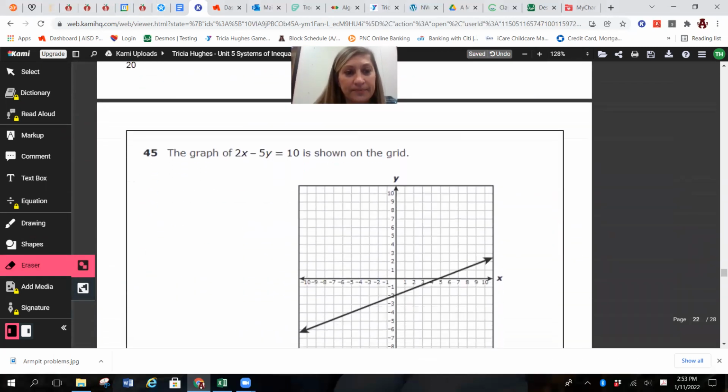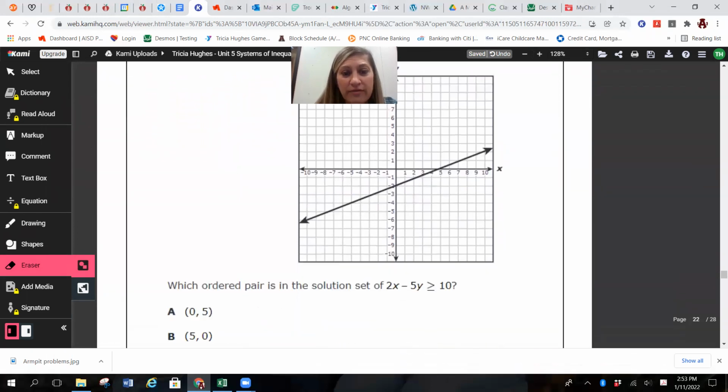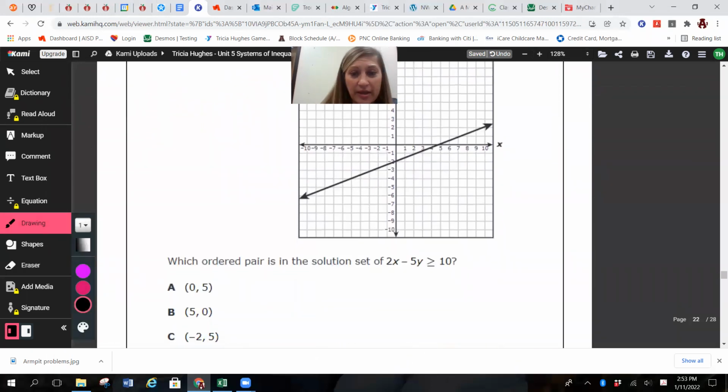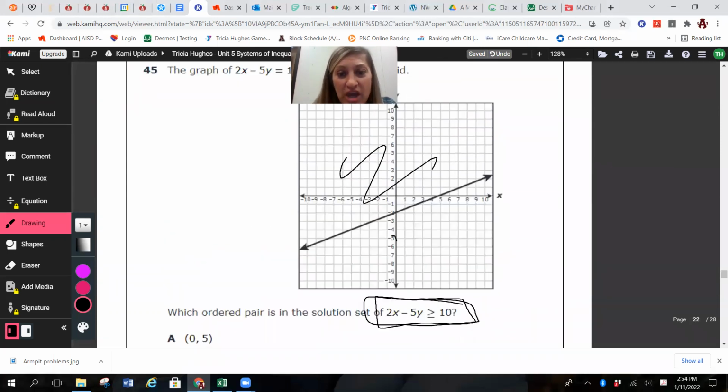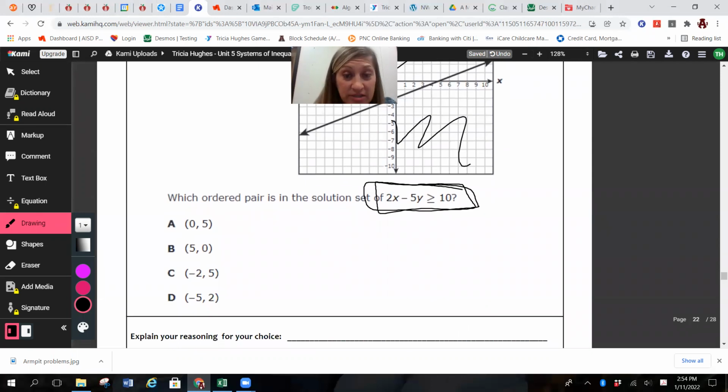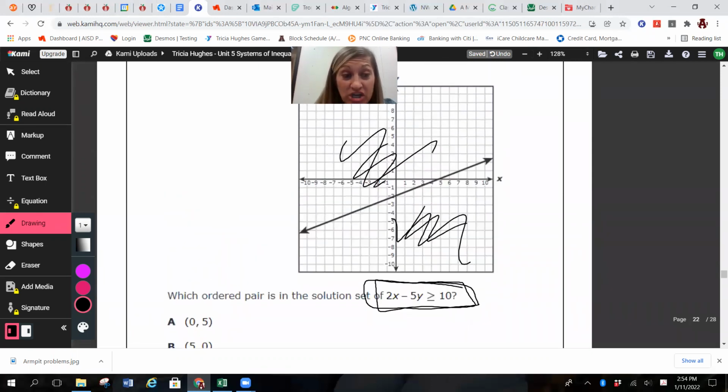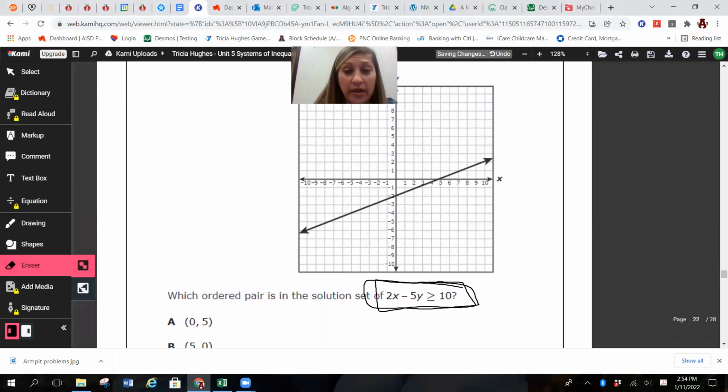Okay, here we are at 45. Again, you're going to have to rewrite this equation. Box the y, move the x, divide, divide, divide. Pick a side to shade. One of those 2 sides has to be shaded, and then which dot is either in the shaded area or on the line.